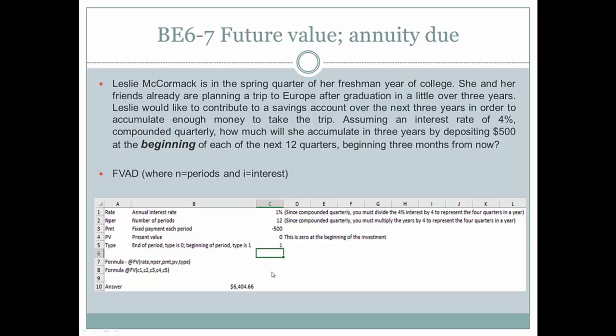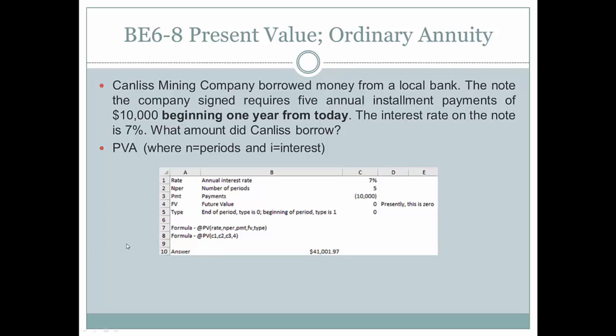She's going to have more savings because she's putting in the $500 at the beginning of the quarter as opposed to the end of the quarter. So it will be accumulating more interest. So now let's look at the present value of an ordinary annuity.